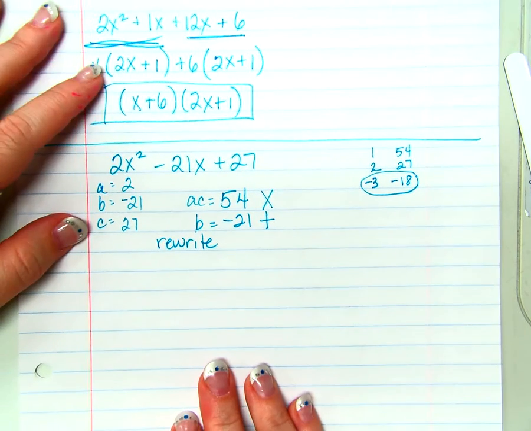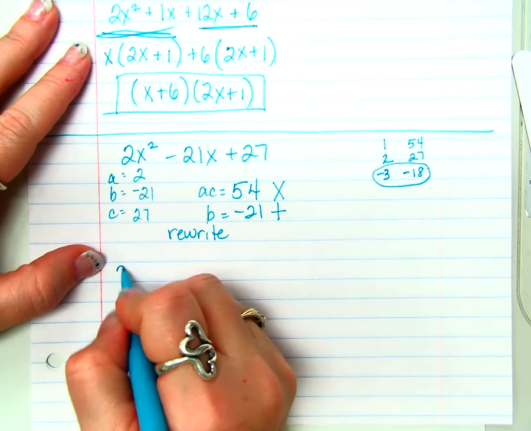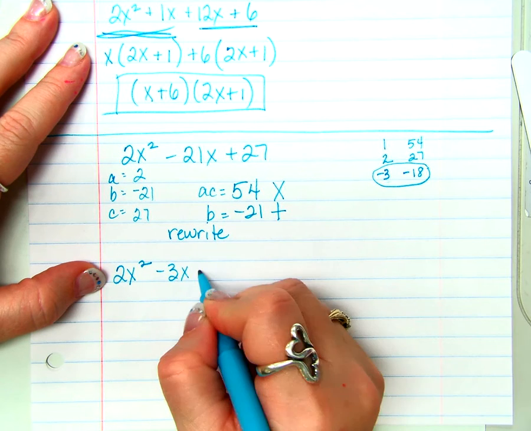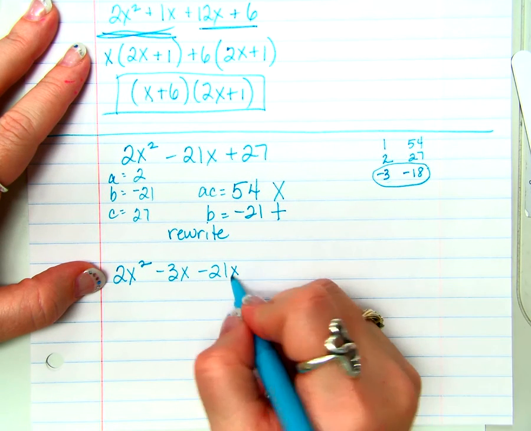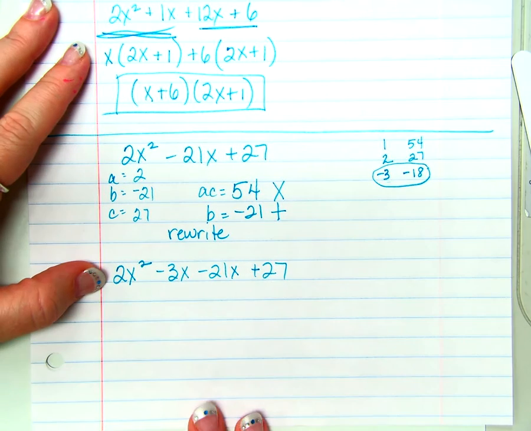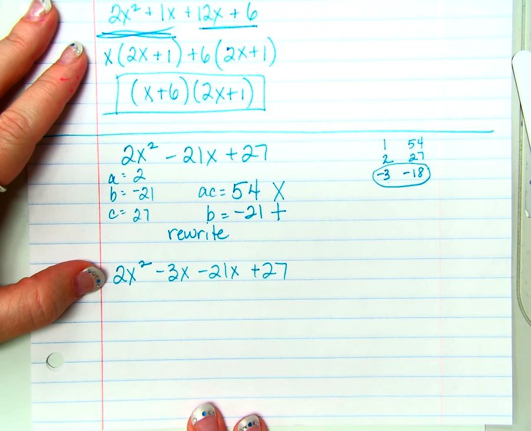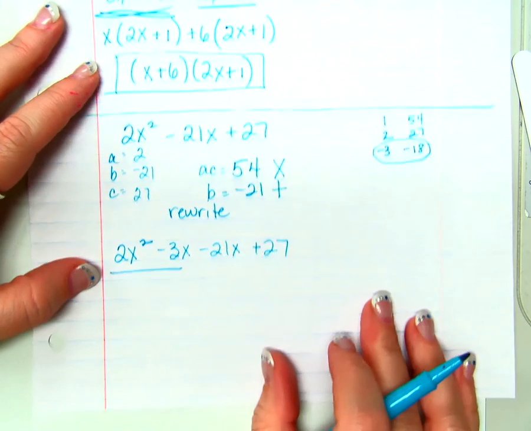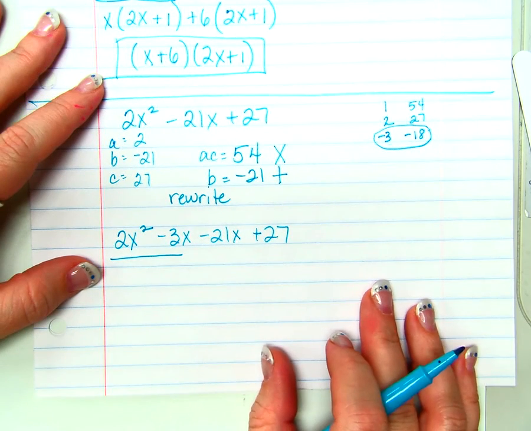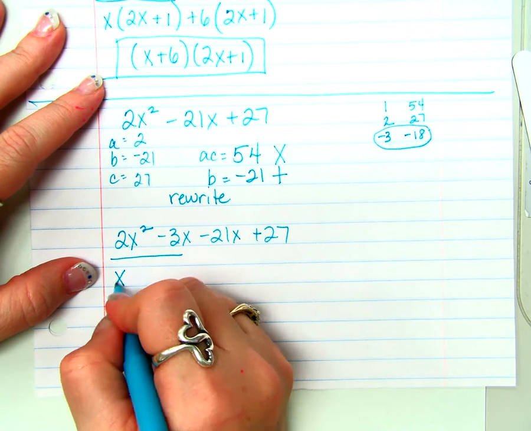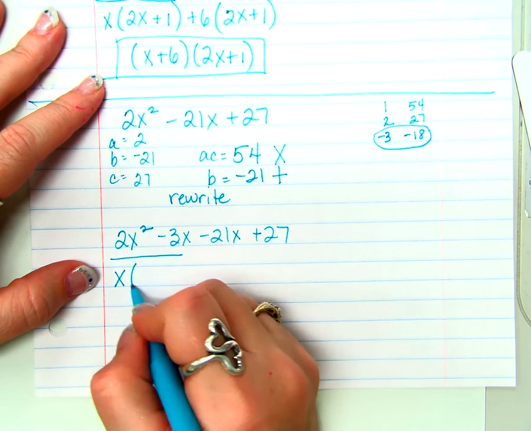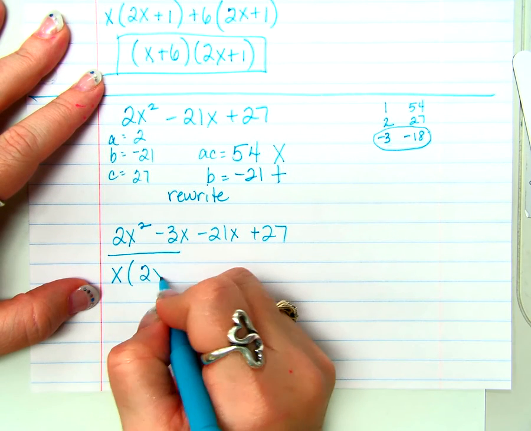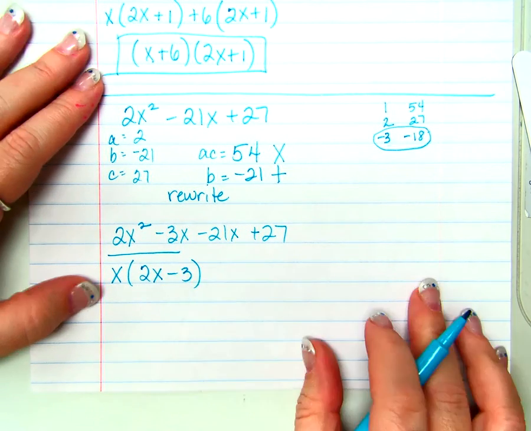Okay? When I rewrite, I get 2x squared minus 3x minus 21x plus 27. Just look at the first two terms. What do they have in common? What are they both divisible by? X. Good. Factor out an x. What do you have left? Good. 2x minus 3. Excellent.